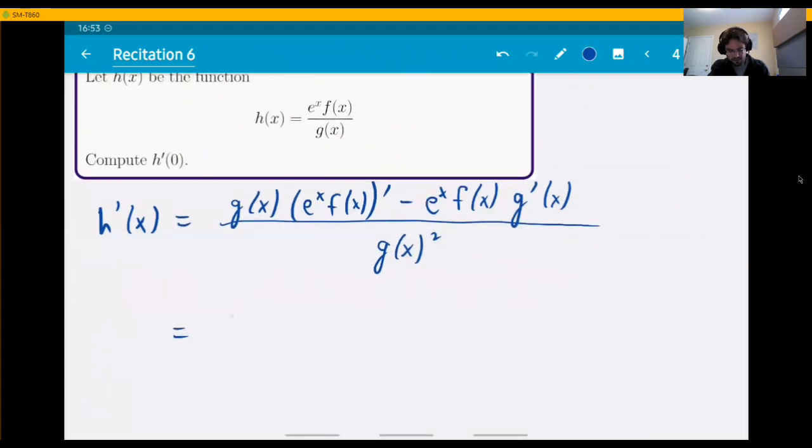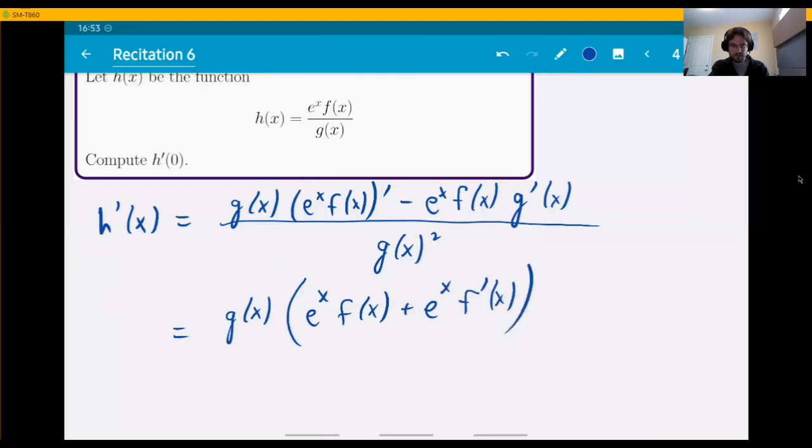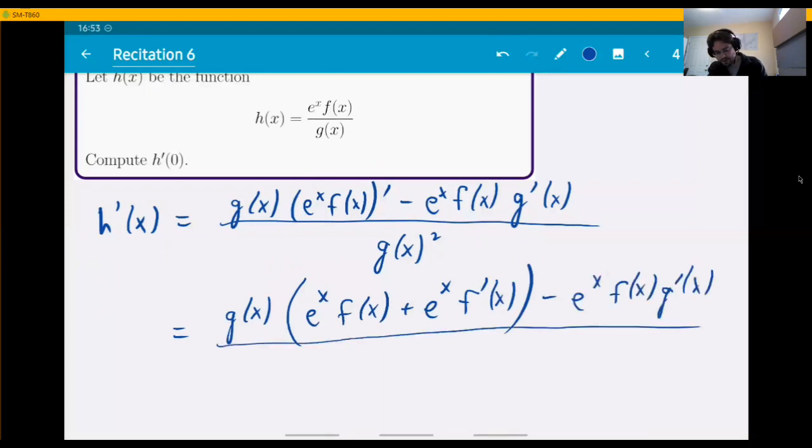Now the derivative of e^x times f of x requires the product rule. Let's apply that. When the prime hits e^x, you just get e^x itself. And when the prime hits f of x, the e^x is not differentiated, but the f is. This is the product rule. Minus e^x f of x g prime of x, the whole thing divided by g of x squared. That's h prime.